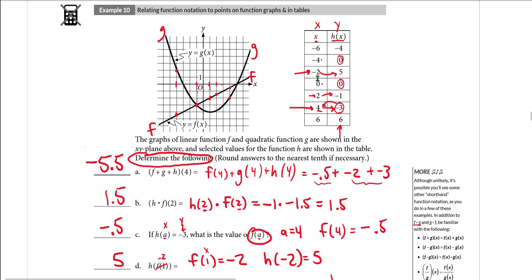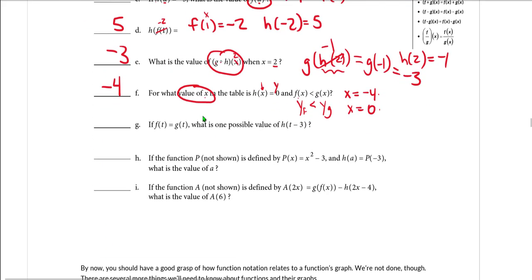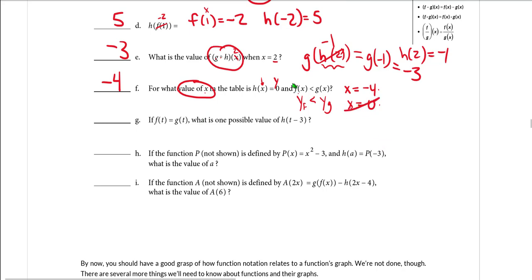When x equals 0, so that's right there, x equals 0 along the y-axis, we can see that the y value on the f function is actually greater than the y value on the g function, so that 0 does not satisfy this stipulation.